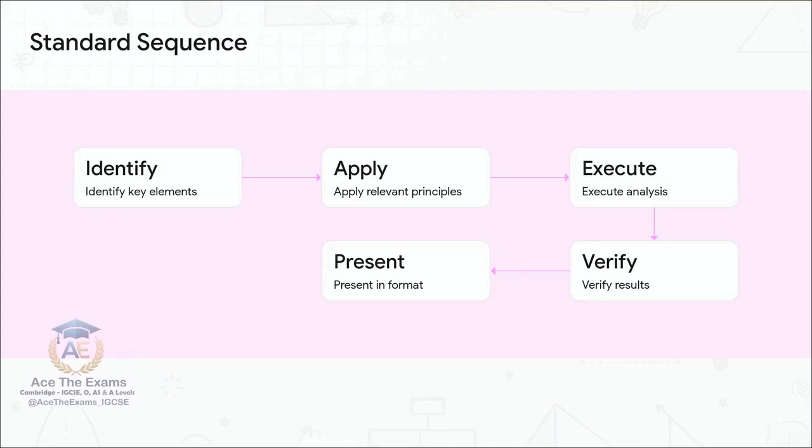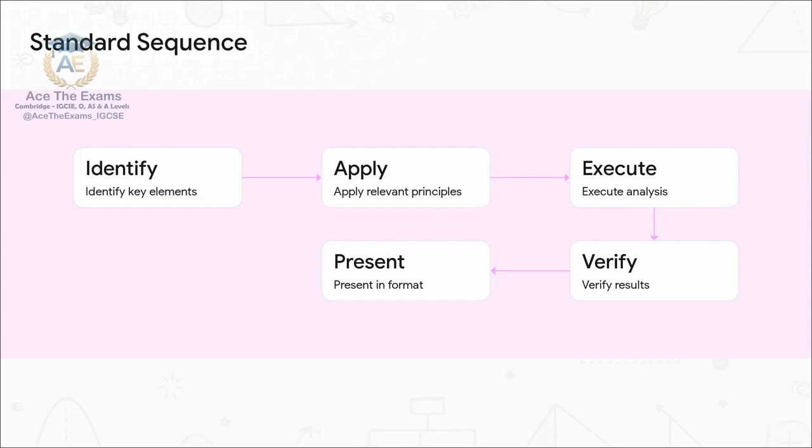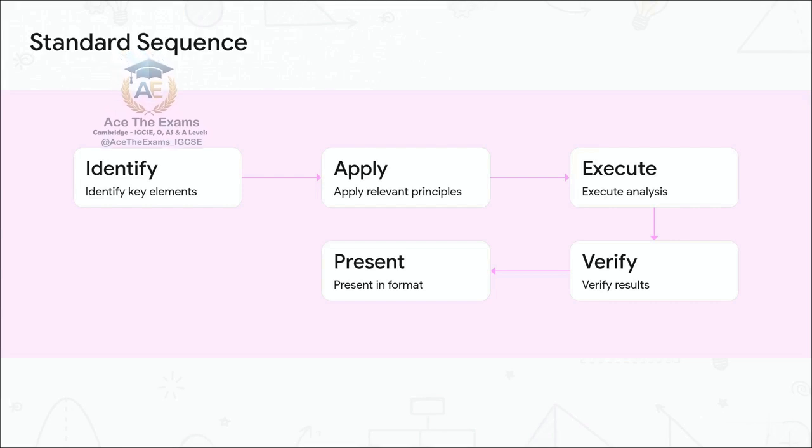Step 1, identify key elements. Scan your equation. What exactly are you looking at? A composite function requiring the chain rule? Step 2, apply relevant principles. Actually write down the specific rule you are going to use. Step 3, execute analysis with clear working. Writing every single algebraic step.